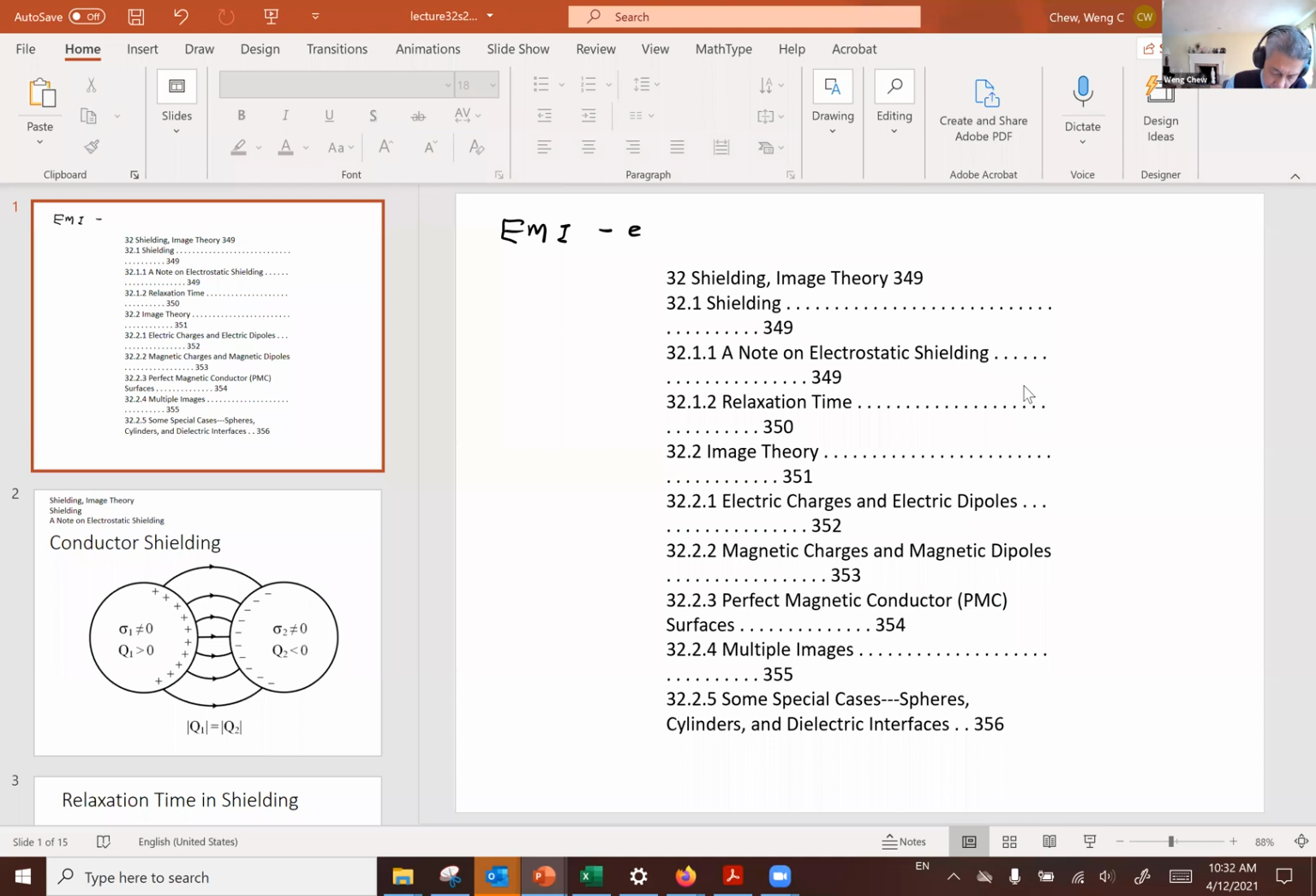EMI stands for electromagnetic interference. And EMC stands for electromagnetic compatibility.